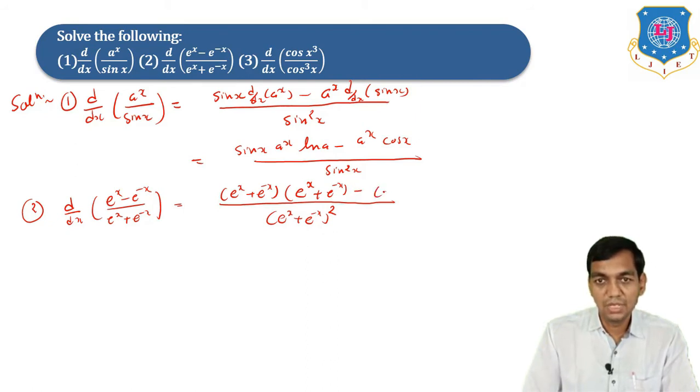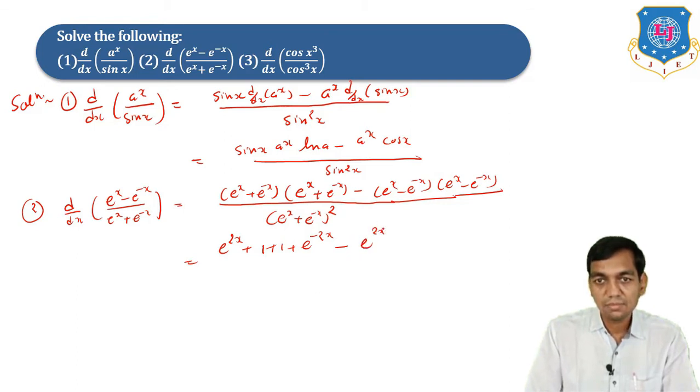Minus, now e raised to x minus e raised to minus x as it is. That means numerator as it is, and derivative of denominator. So you have e raised to x minus e raised to minus x. So this is basically e raised to x plus e raised to minus x the whole square. So if you are going to multiply, then you will have e raised to 2x plus 1 plus 1 plus e raised to minus 2x, minus e raised to 2x, minus minus plus 1 plus 1 minus e raised to minus 2x, divided by e raised to x plus e raised to minus x the whole square.